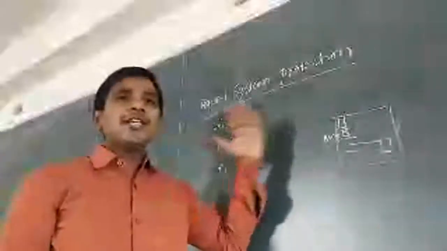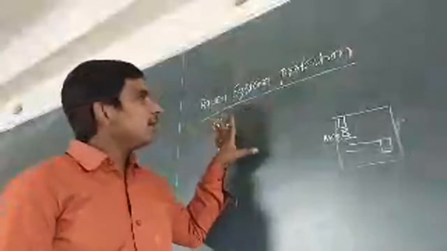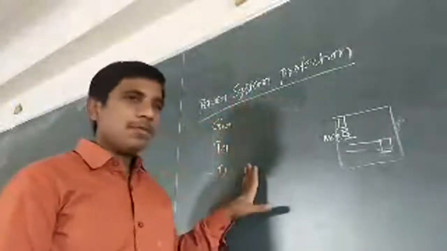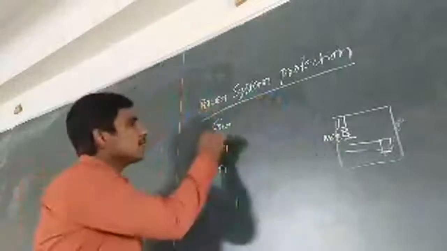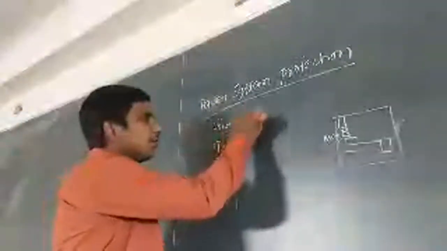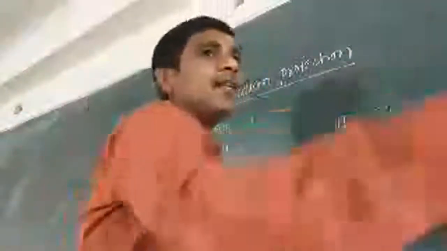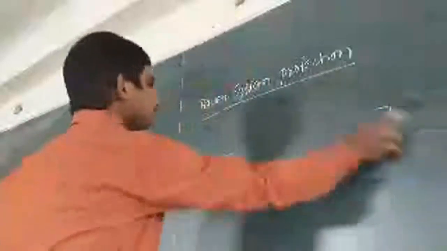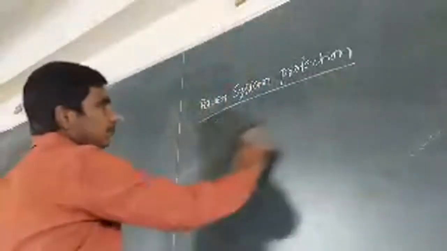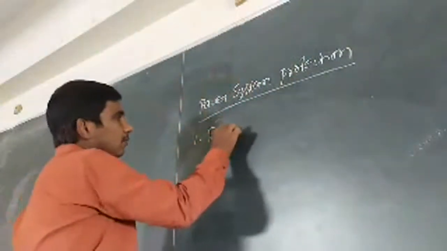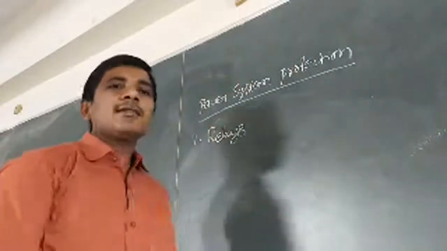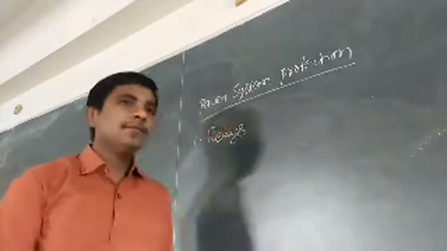Similarly, what protection devices do we use on the generation, transmission and distribution side? In unit 1, the first chapter, we discuss the basics of protection. Unit 1 is relays. The relays we are going to discuss in unit 1.